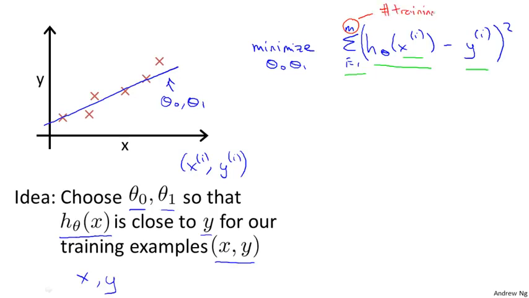m here was the size of my training set, right? So the m there is my number of training examples. That hash sign is the abbreviation for number of training examples.